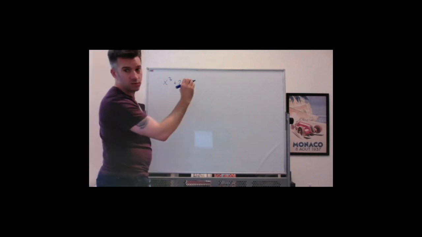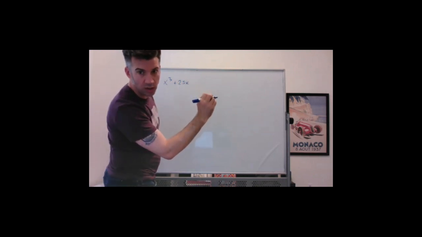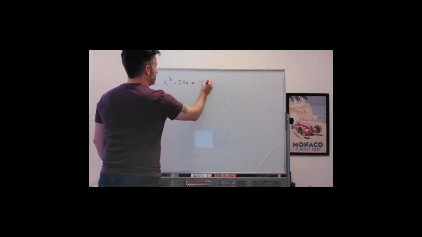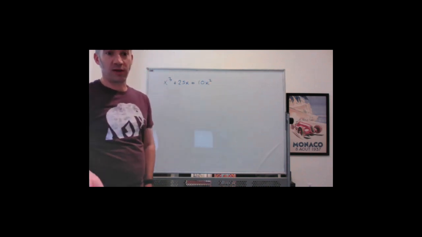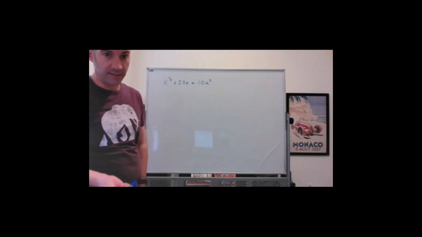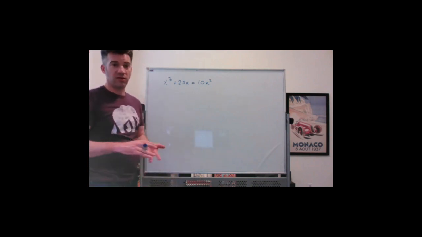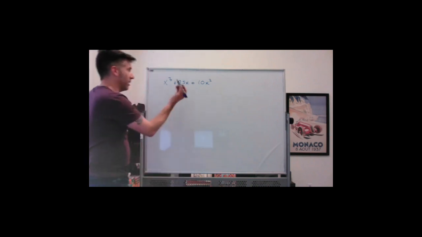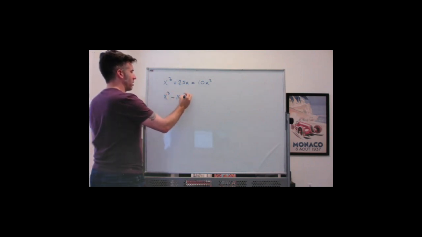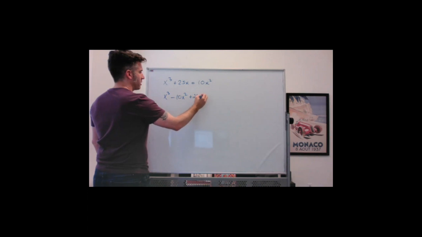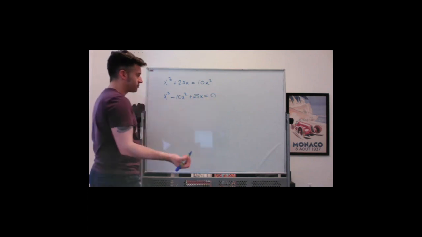Okay. So we've got x cubed plus 25x equal to 10x squared. As is typical with any non-linear equation, we typically want to bring everything over to the left-hand side. And it's non-linear if you see powers of x other than 1, which we definitely do. So x cubed minus 10x squared plus 25x equals 0.